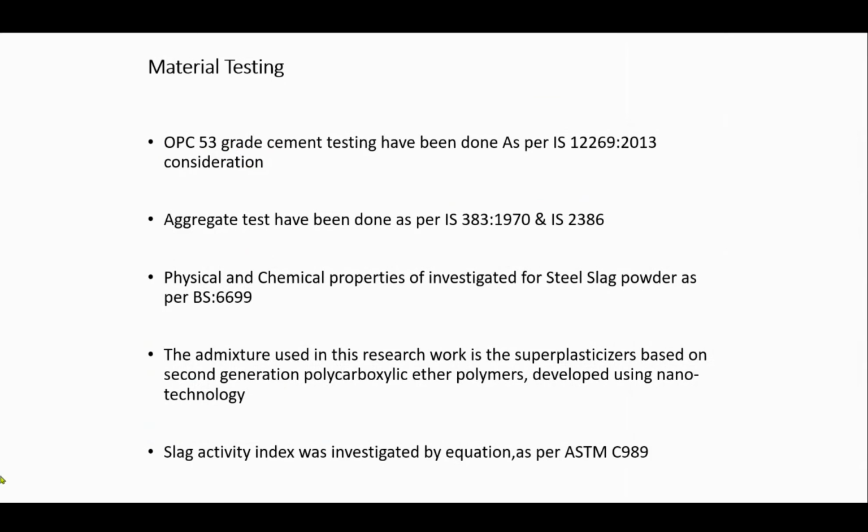So what will be the process? We have to go for material testing. Whatever cement we are using, as per Indian Standard code, we have to do all the testing of the material to find its characteristics. Then whatever aggregate we are going to use, like fine aggregate and coarse aggregate, as per the Indian Standard we have to do all the testing. Also the physical and chemical properties of that industry waste, like GGBFS, steel slag, or steel industry waste.